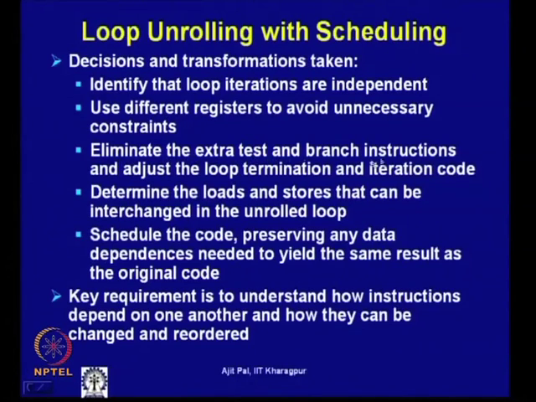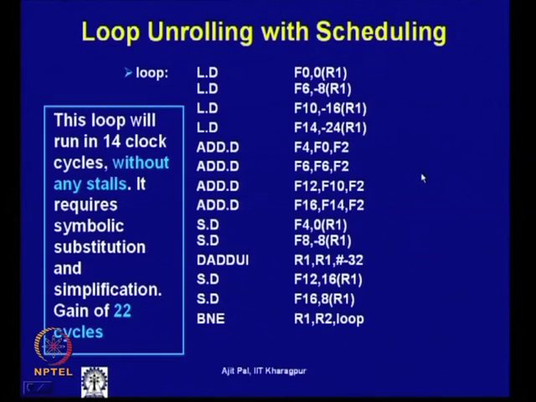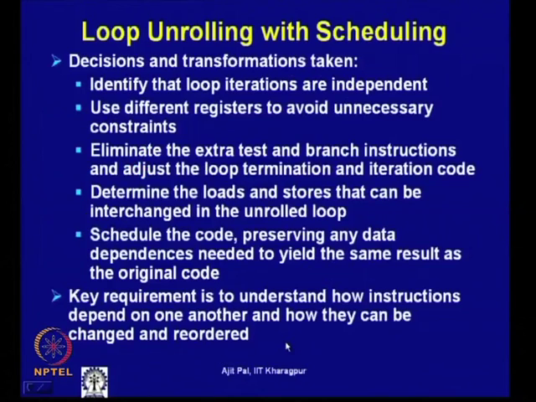Eliminate the extra test and branch instructions and adjust the loop termination and iteration code. We have seen we have removed a large number of these two instructions, this instruction and the branch not equal, and we have modified them accordingly such that it goes to the next iteration.